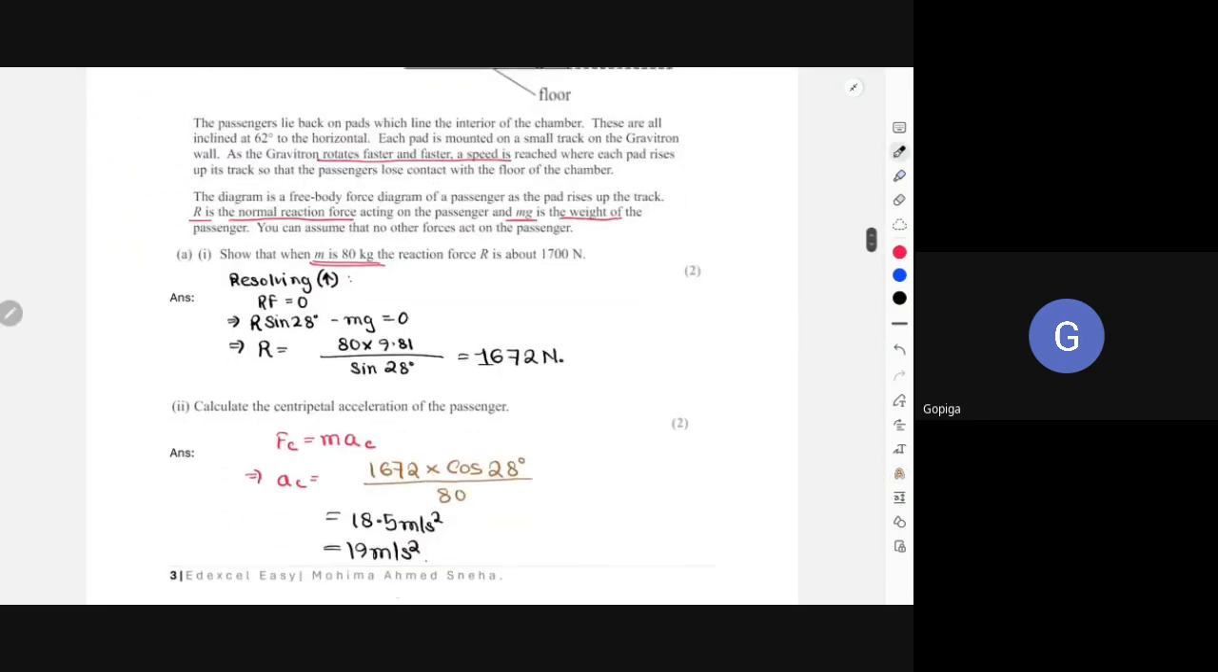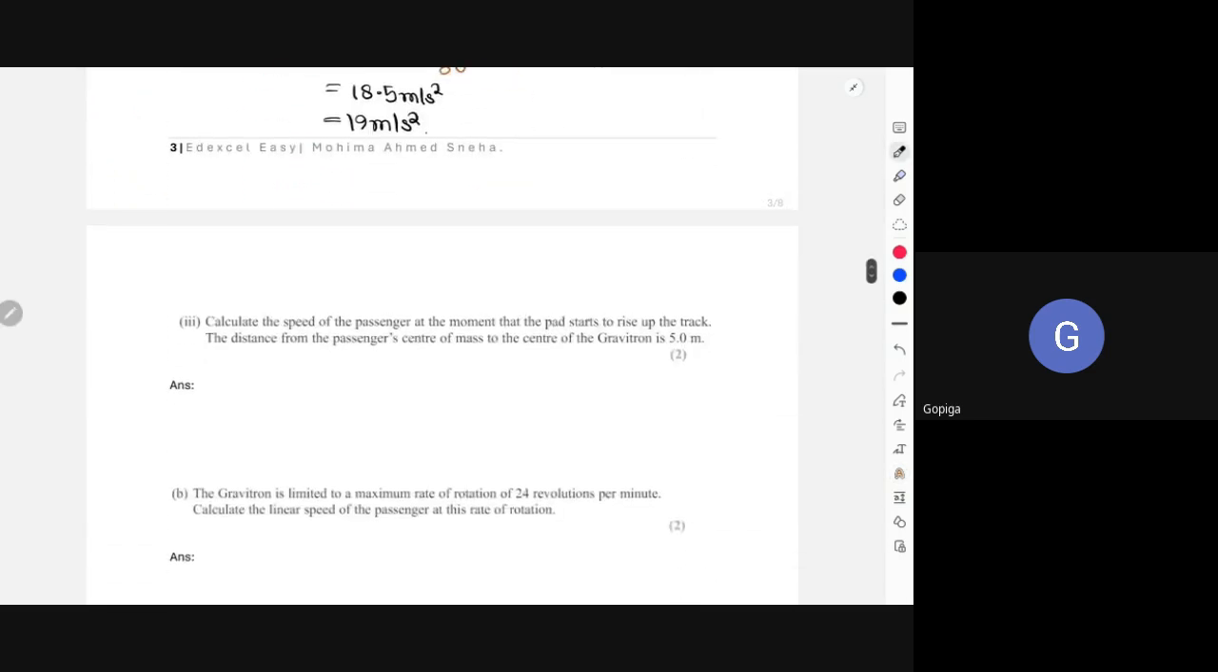Okay, so over here, we are now going to find the speed of the passenger at the moment when the pod starts to rise up the track. The distance from the passenger's center of mass to the center of the graviton is given. I think this distance will act as a radius over here, right?